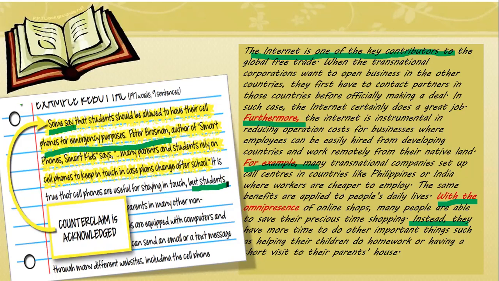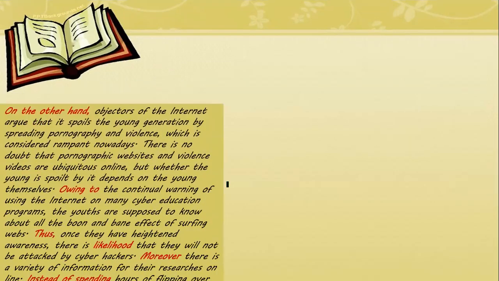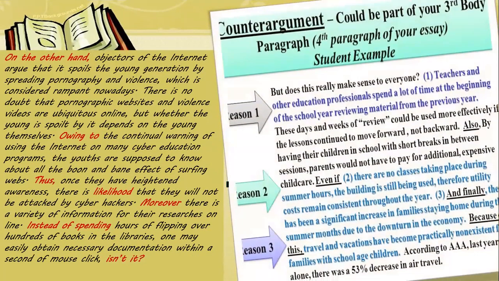So you can see that I have added many examples so that you're clear about the use of connectives. You are clear how a counter argument is added. It's really a tricky task, but it's really interesting that you learn to use your language in an effective way. Now look at another body part. Look at the use of a smart starter for the sentence. On the other hand, opponents of the internet argue that it spoils the young generation by spreading pornography and violence, which is considered rampant nowadays.